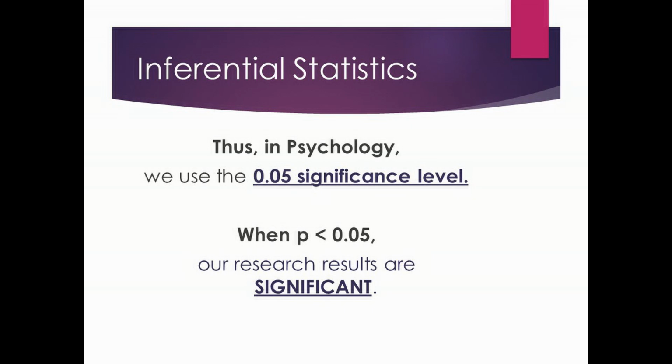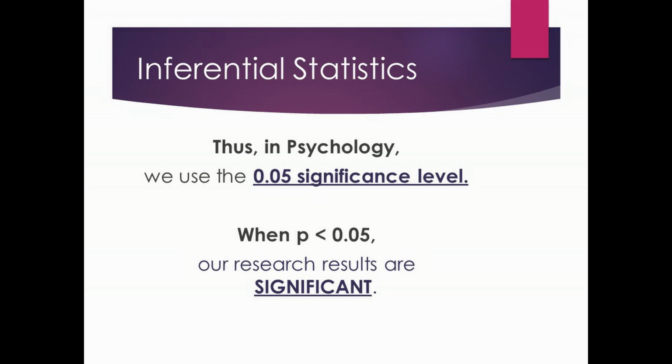Again, I'm not going to ask you the names of inferential statistical tests. I'm not going to ask you to calculate any inferential statistical tests. What I do want you to know is the 0.05 significance level that's used in psychology. And I've already explained it, but I'll do it again. In psychology, we use a 0.05 significance level. Probability less than 0.05, or fewer than 5 times out of 100. And when our inferential statistical tests show that we've achieved that level of significance, we say the results are significant.